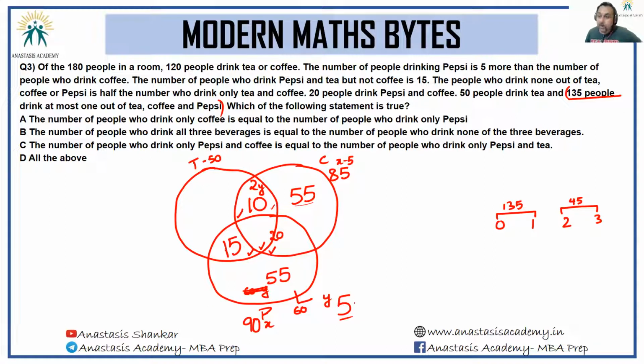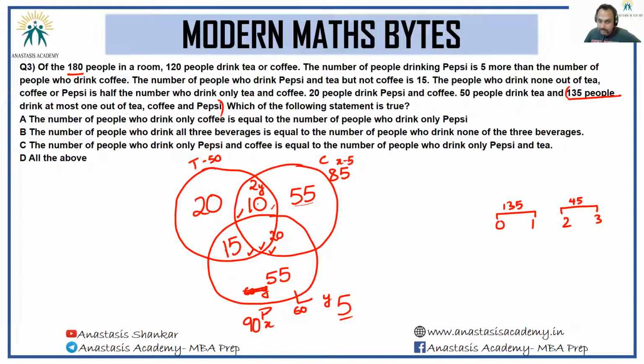The only people who are not accounted for so far out of the 180 are the ones who drink only tea. And how many will they be? 160 people are accounted for. So this has to be 20. As soon as this is identified as 20, within T, see there are 4 regions.